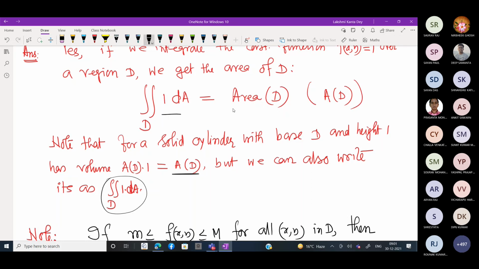Here one dimension is less. Ultimately, it gives the area of D, that particular region. Here we can also think of it as a volume.